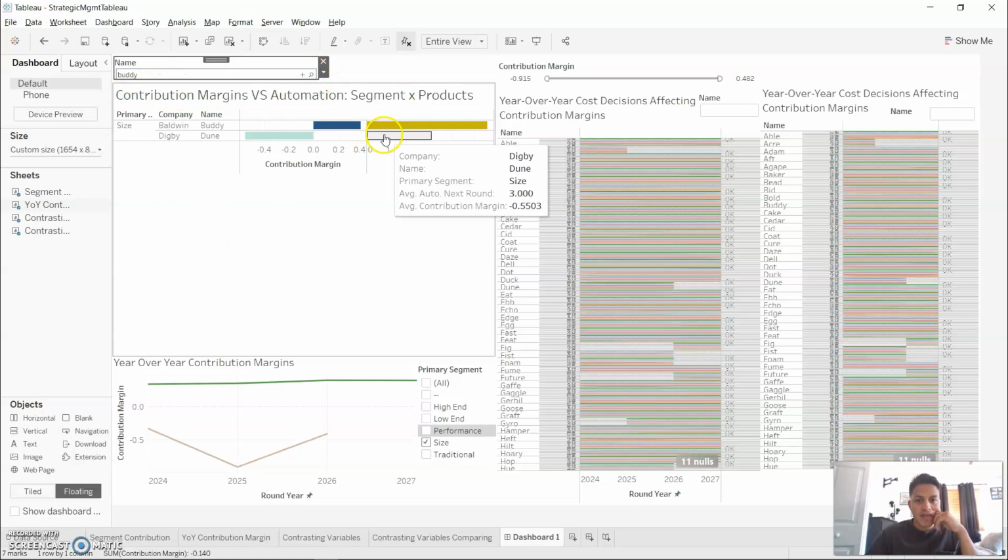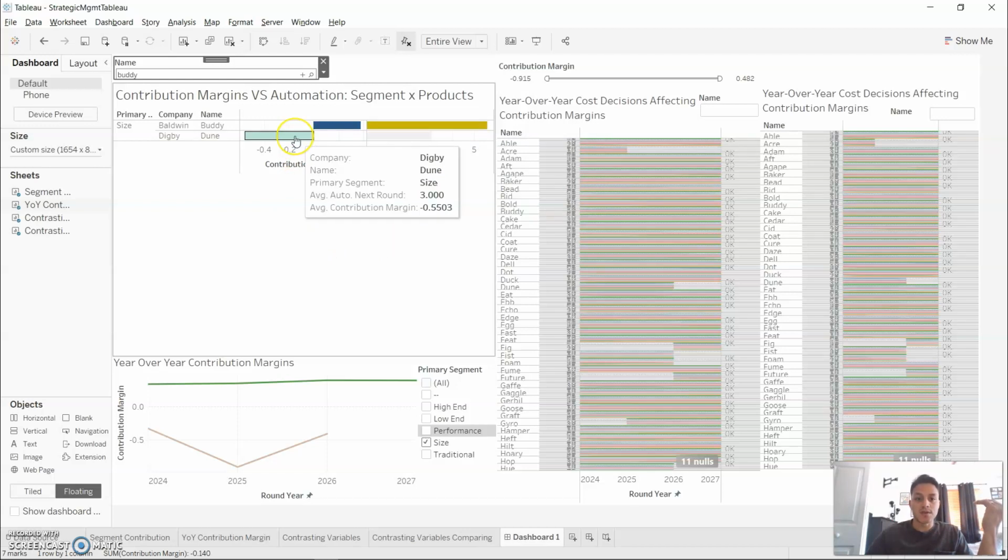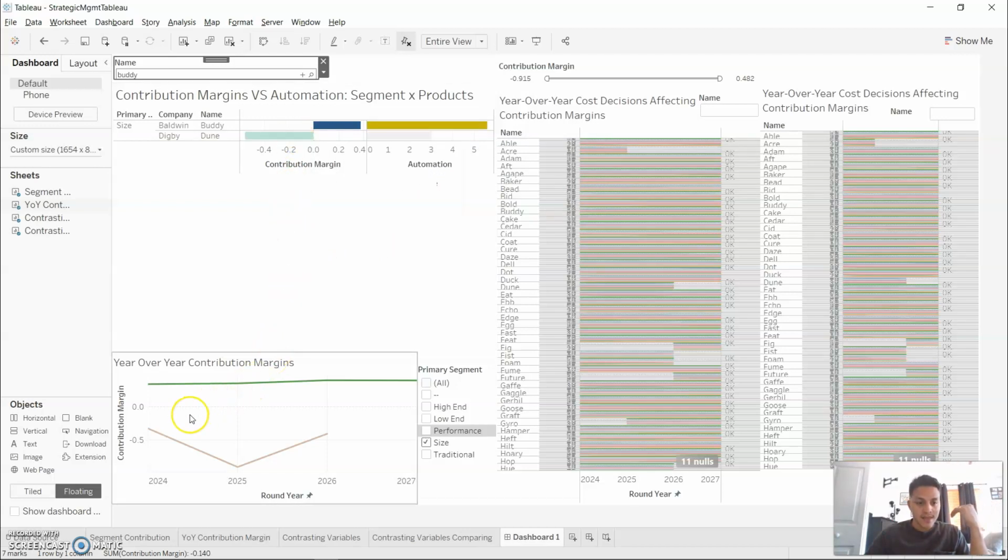As we can see, Dune has an automation of 3 and Buddy has an automation of 5.6. Significant, but it still doesn't explain why the contribution margin of Dune is so low. If we look at the year-over-year contribution margin, this shows us that the performance of Buddy stayed very consistent, which means Baldwin did a great job maintaining a very high contribution margin throughout those 4 years, whereas Digby, which produces Dune, did very badly in 2025 and increased a little bit to a better performance in 2026.